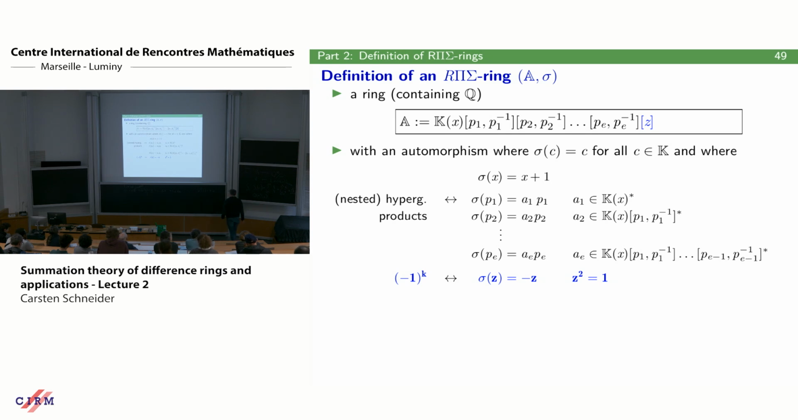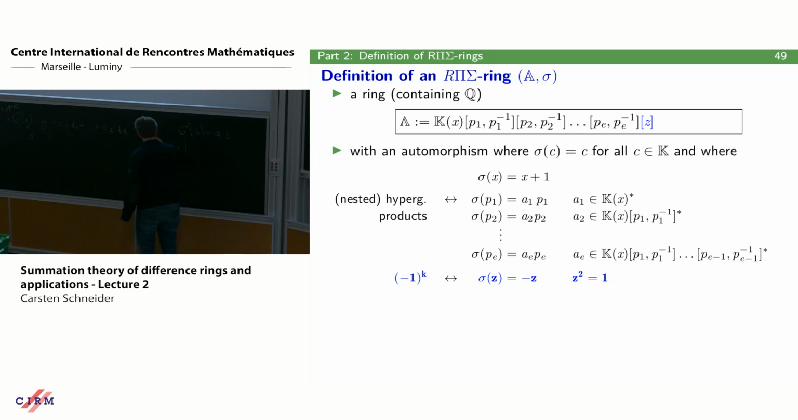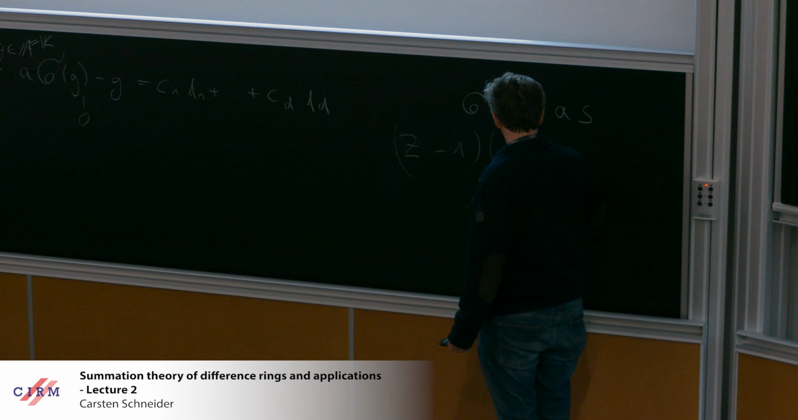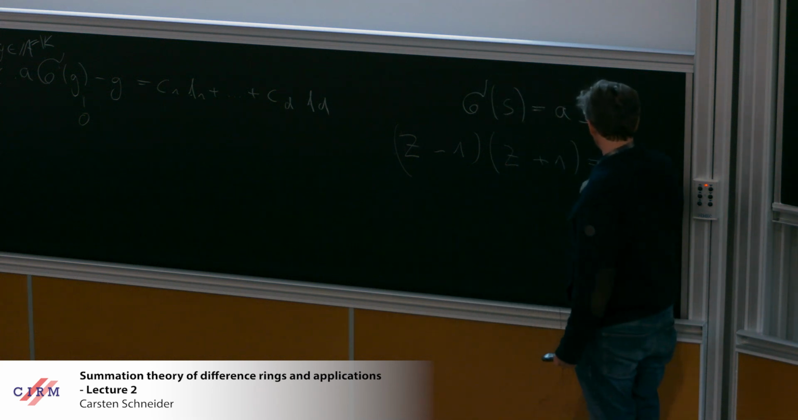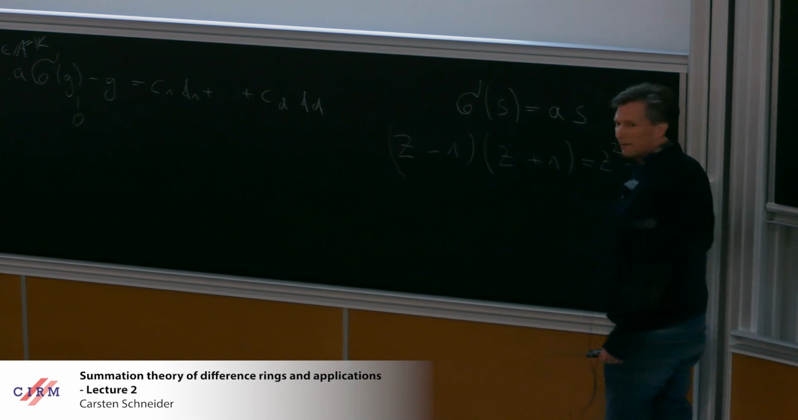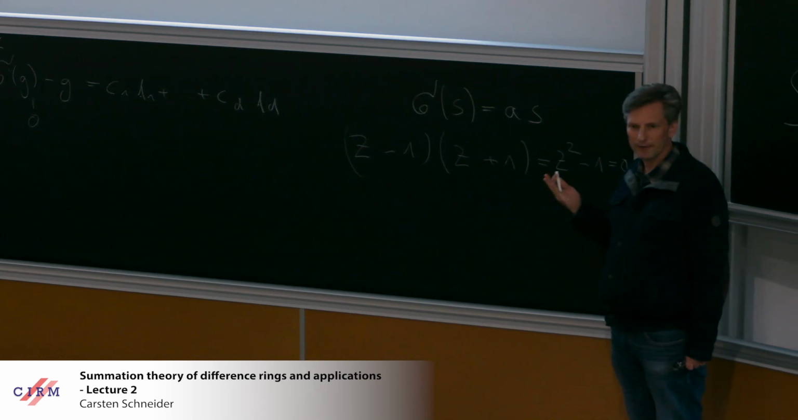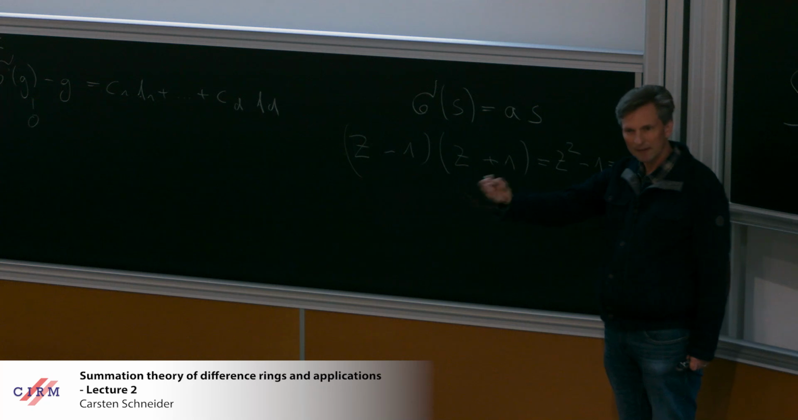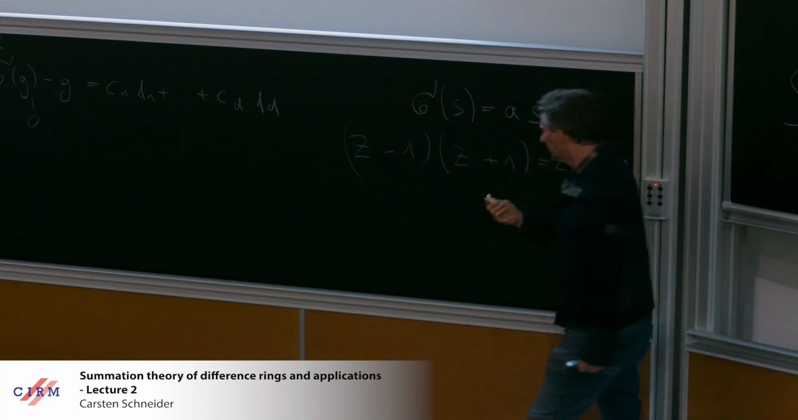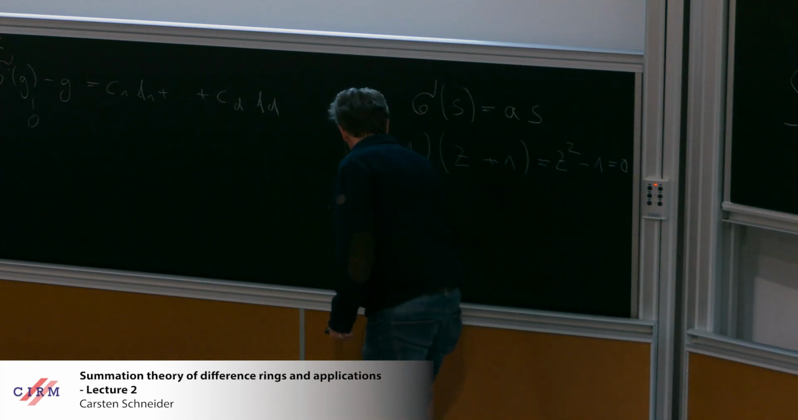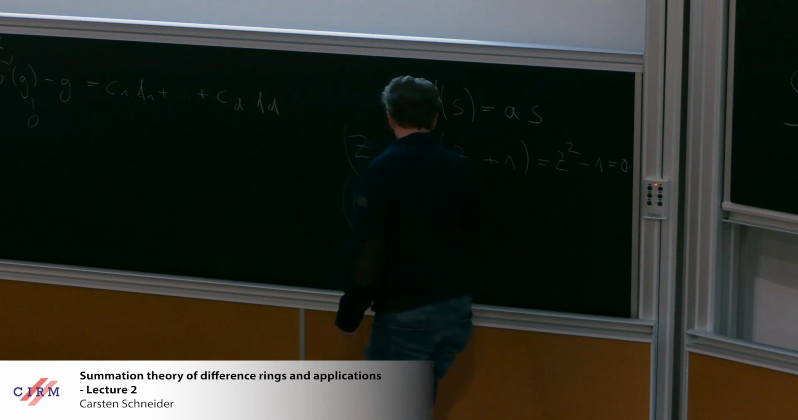And that's now the problematic situation, because at this point, I have (z-1) times (z+1). Well, this is z squared minus 1, and that's 0. So I have zero divisors at this point, okay? Working in this ring, it's not anymore an integral domain, it's a ring with zero divisors. And this is reflected also in that relation here that you have seen yesterday.